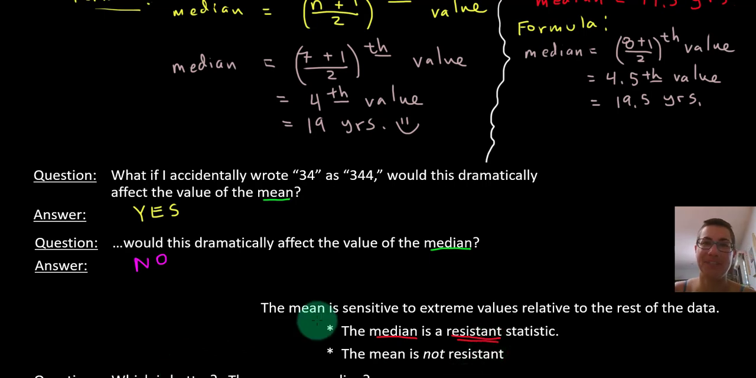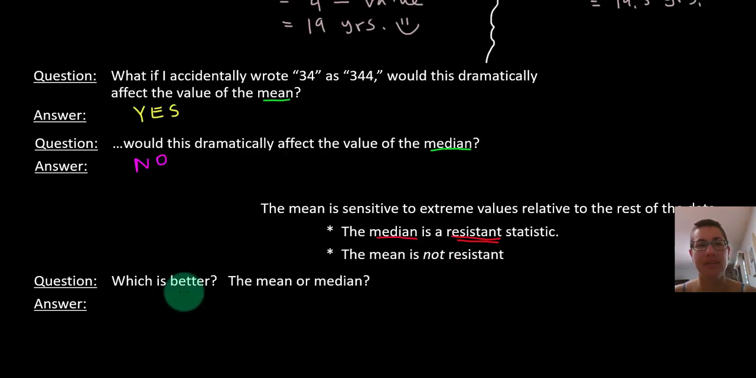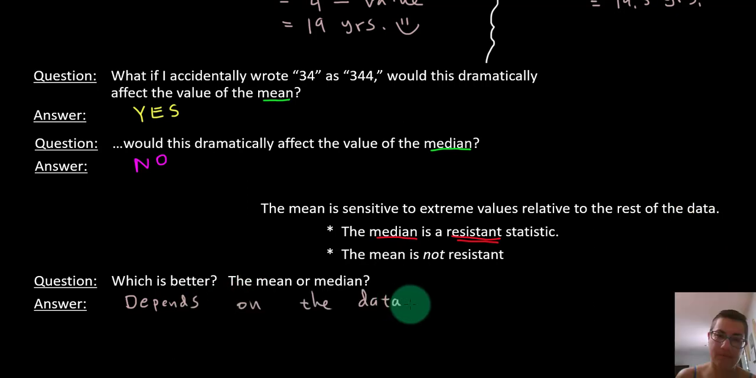I've got another question for you. Well, now that we know about this resistance property, which statistic is better, the mean or the median? Everyone's favorite answer here, it kind of depends. Particularly, it depends on the type of data. Let's look more closely.